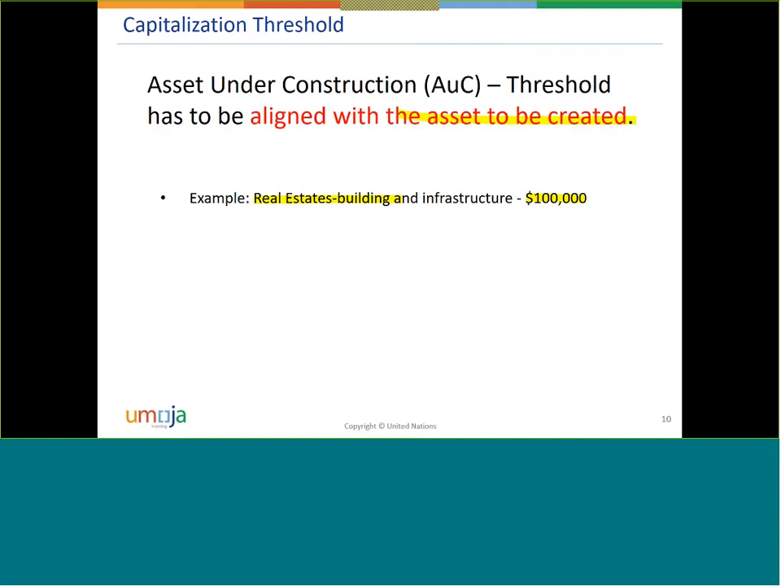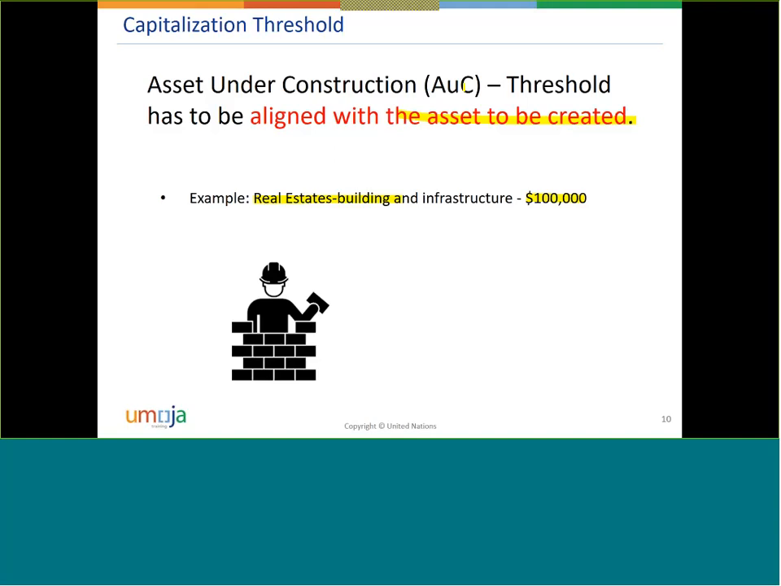What if we are building a different type of asset, like intangible or another type of asset, or if we are building a machine or something like that? The capitalization threshold will still be there, and it should be the capitalization threshold of the asset that you are creating. The most common case, of course, is 100,000, because in general, most of the AUCs are real estate buildings or infrastructure.